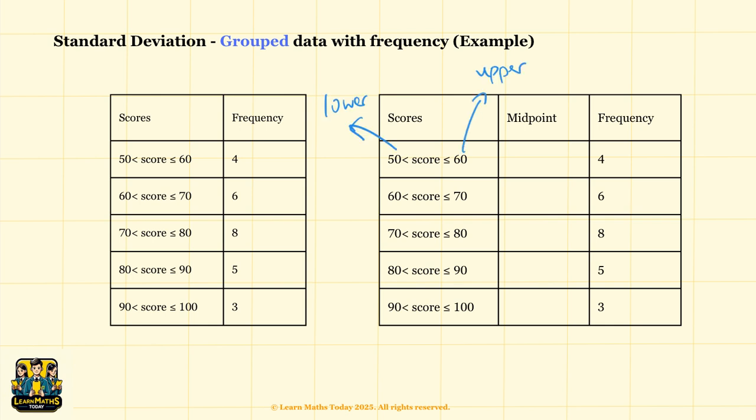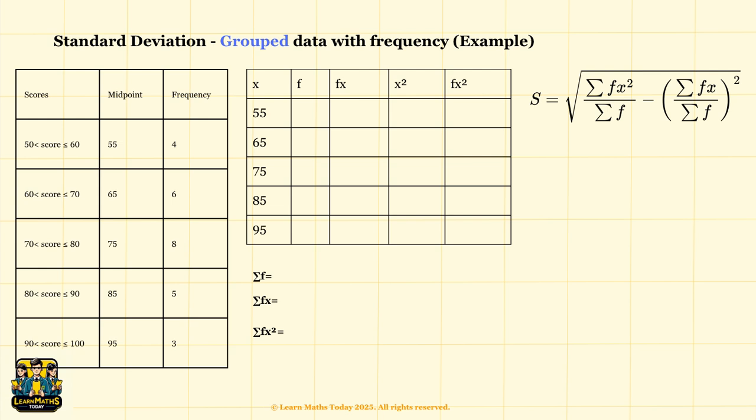So what we do is we find the midpoint, meaning the middle point of the lower and upper range. If the score is between 50 and 60, we know the midpoint is 55, so we can write 55 over here. Now we have scores between 60 and 70, the midpoint is 65, and so on and so forth. With this midpoint, we can do the same thing as we did in the earlier example. Fill up this frequency table and then compute the sum of f, sum of fx, and sum of fx squared, and plug these values into the formula on the right side. Please do this on your own as practice, and later you can verify whether you have the right answers.